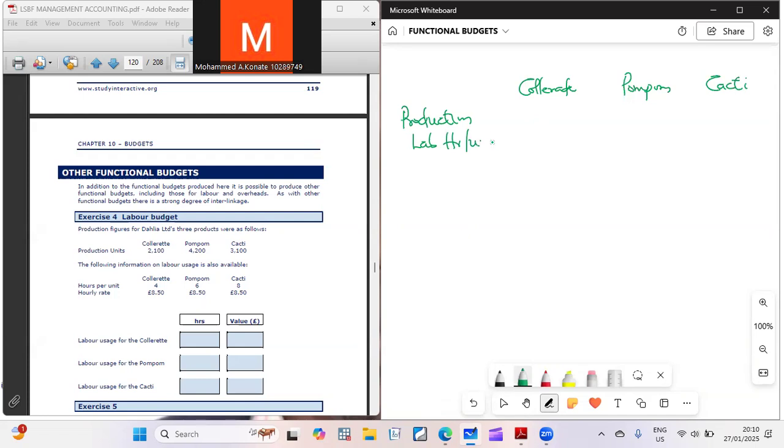And the production, you did it, but it has been repeated. So it's 2,100. That's what you did, right? Yes. Then the labor hours were here: 4, 6, 8. So what did you get? This one is like 8,400 hours. When I multiplied, I got 8,400. And this one, 25,200. 25,200. And 24,800.